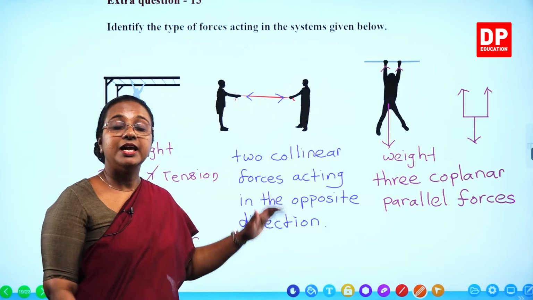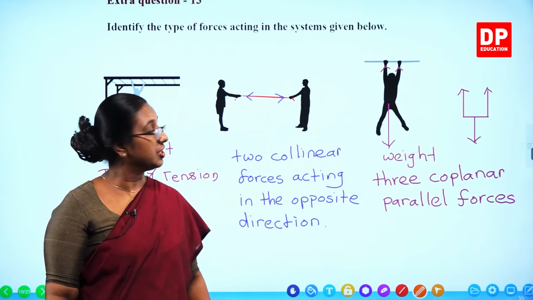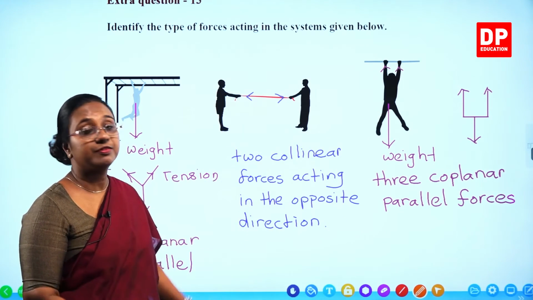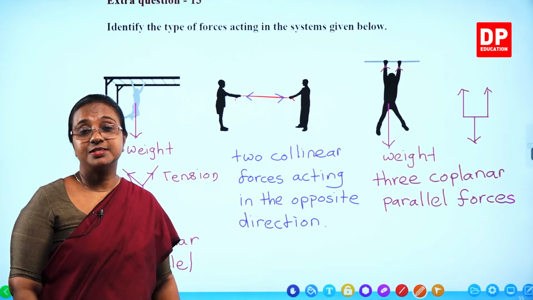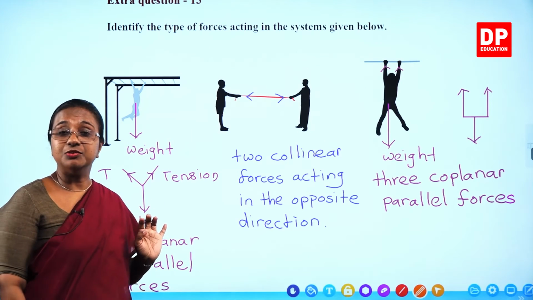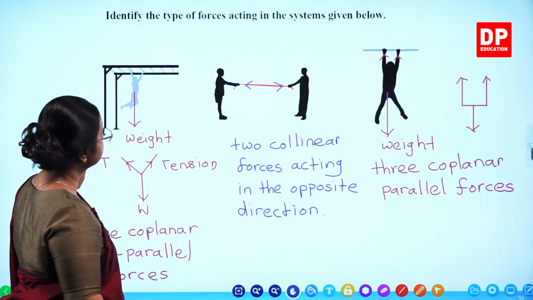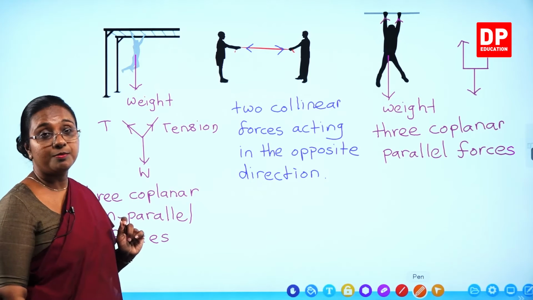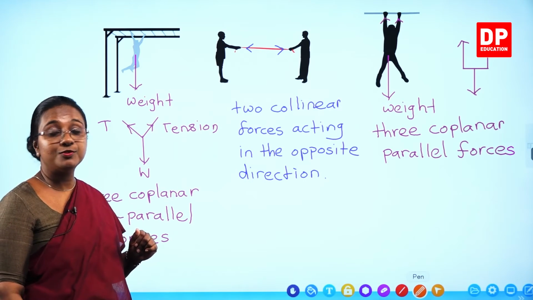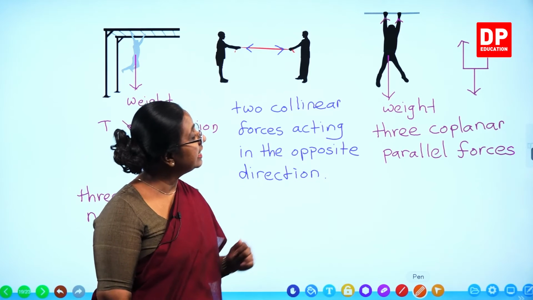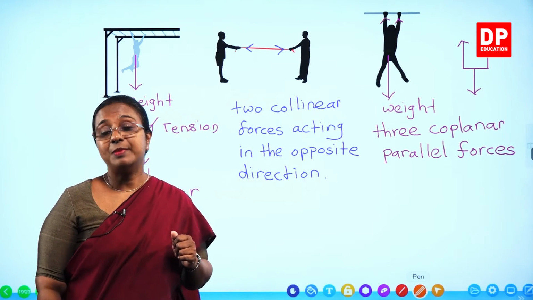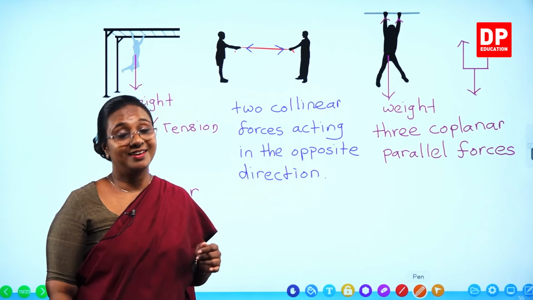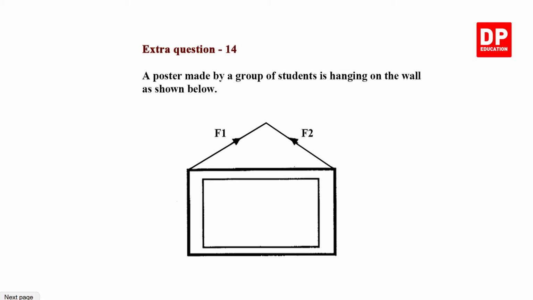So I am sure again you all can understand this situation. Here, although the boy's legs are far apart, still the weight of the person will act downwards. So those are the things that you need to consider when you look at a system. So the first system, three coplanar non-parallel forces. Second one, two collinear forces acting in the opposite direction. And the third one, three coplanar parallel forces. So I am sure students, you were also able to identify them correctly. Then we will move on to the next question.